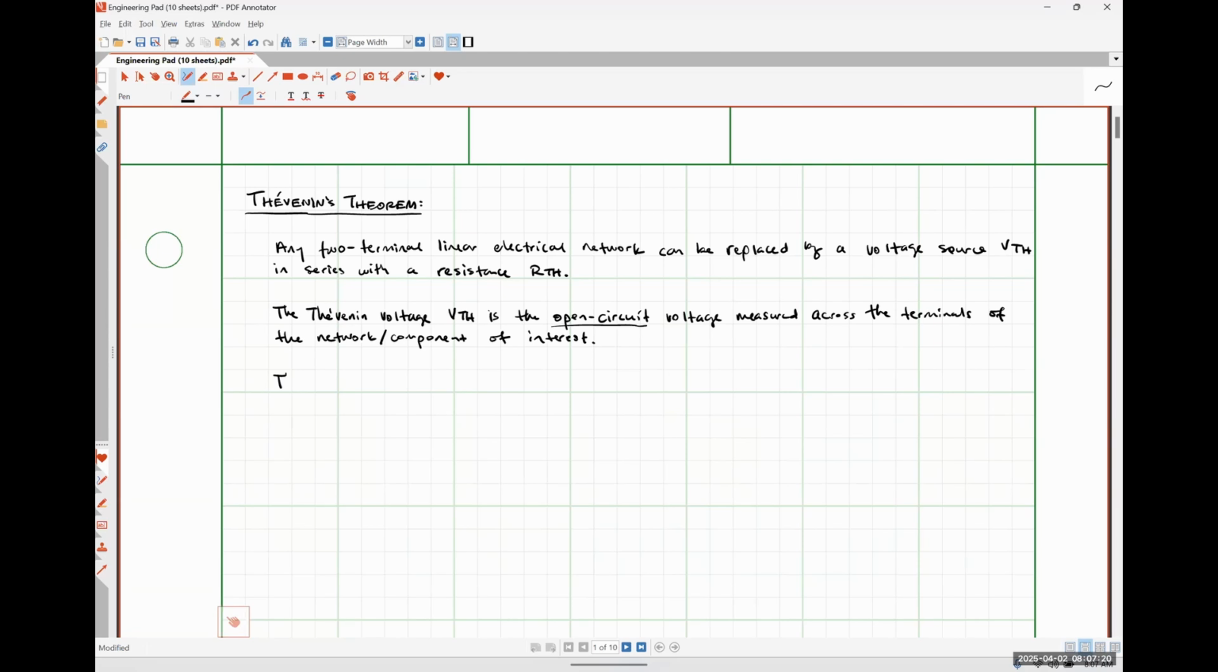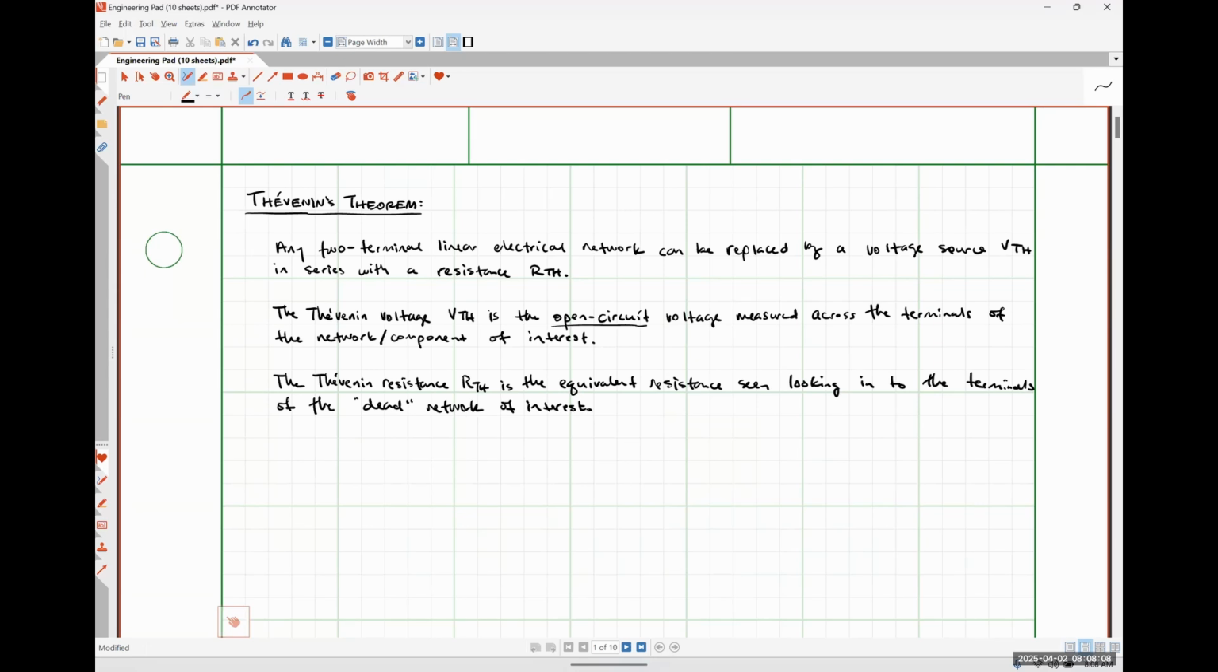And the Thevenin resistance, RTH, is the equivalent resistance seen looking into the terminals of the dead network of interest.